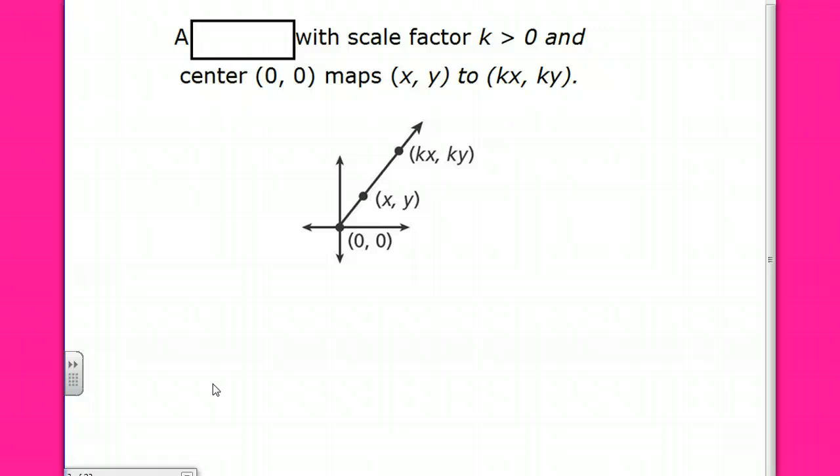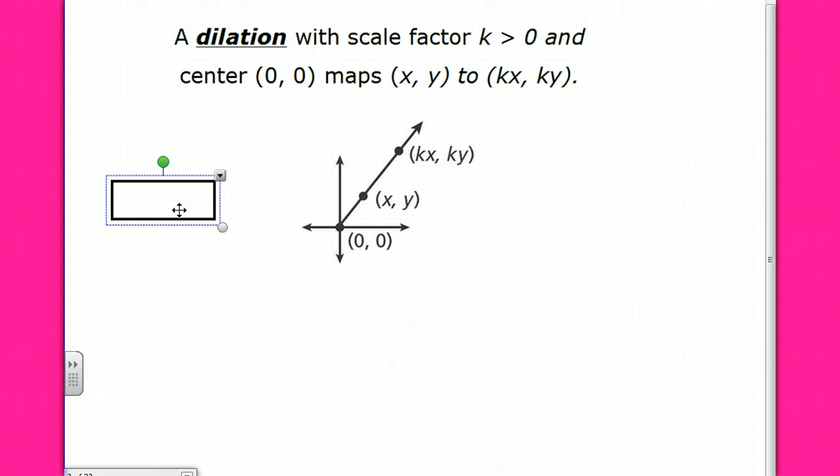So something with a scale factor that is greater than 0. What do we call something when, if we start with point x, y, and then we multiply each coordinate by a factor greater than 0, what happens? We get what we call a dilation. Okay? A dilation of factor k. Okay, so here we have a point that's been dilated. It feels like a stretch from our algebra lessons.